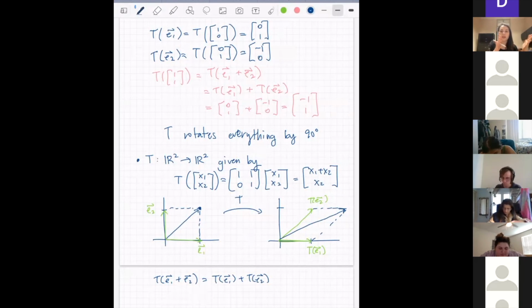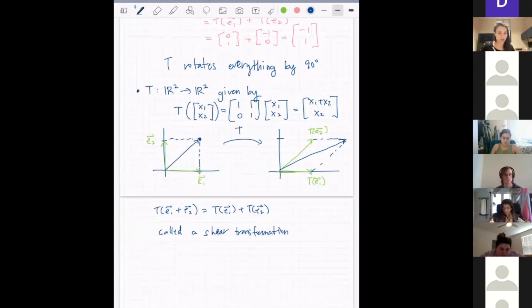So our square gets pulled to the right in this way. This is actually called a shear transformation. Yeah, so this is an important example of a linear transformation. Okay, now it looks like we will be able to get to this.